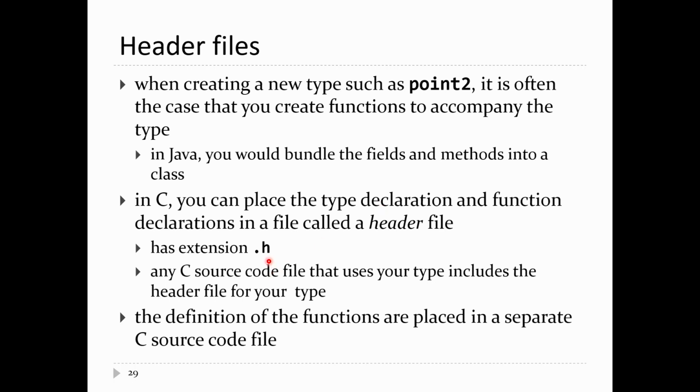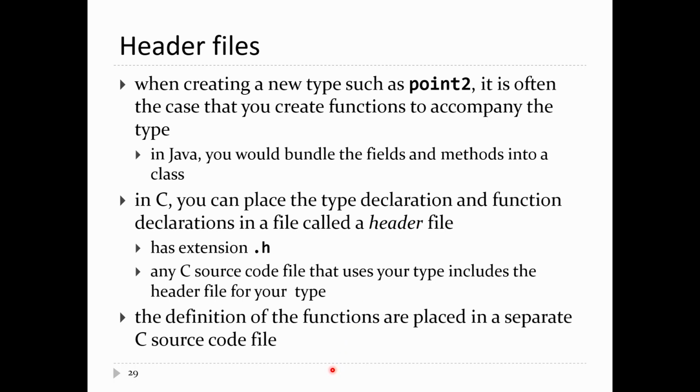A header file normally has the extension .h in C. The compiler doesn't actually care what you call it, but every other C programmer will care. Now, any C source code file that uses your type, all they have to do is include the header. And now they get the typedef of your type, and they get the list of all the functions that they can call using your type. They don't get the definitions, they just get the function prototypes. But that's all the compiler needs to compile a program.